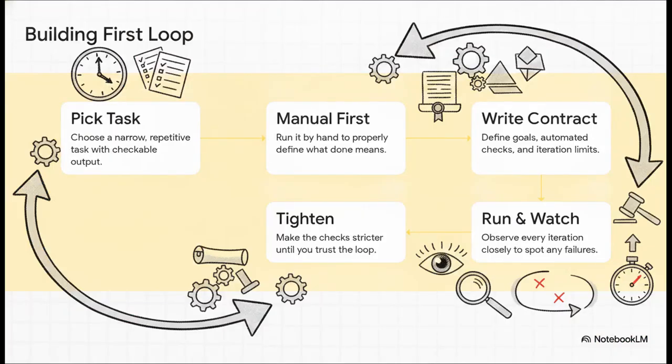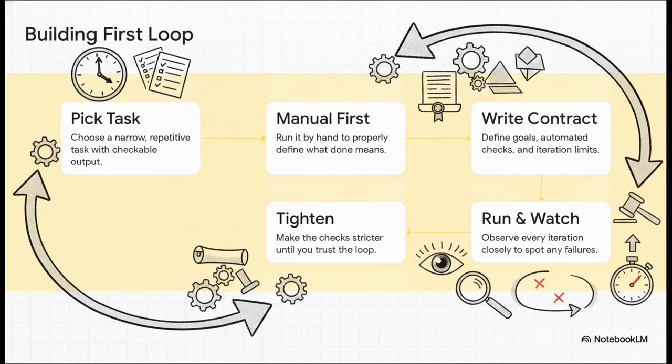Let's bring all this theory to life and apply it to a concrete, real-world scenario. Say you maintain a small code base and you are just so tired of manually fixing tests that break every time you change something. Building your loop for this takes a 5-step phase. First, pick a repetitive task with a checkable output. Second, do it manually first to learn the exact failure modes and figure out what done actually means in practice.